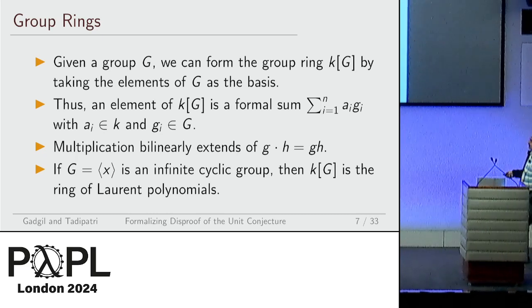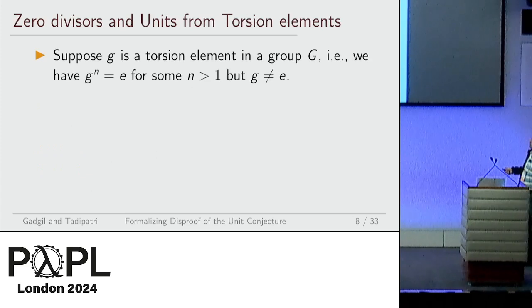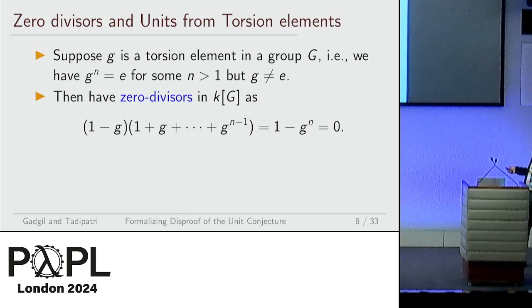And so you get this as the ring of Laurent polynomials. Okay, just now we were talking about units with Laurent polynomials. What happens in a group ring? Well, suppose g is a torsion element in a group. That is, g to the n is e for some n. In a finite group, every element is a torsion element.